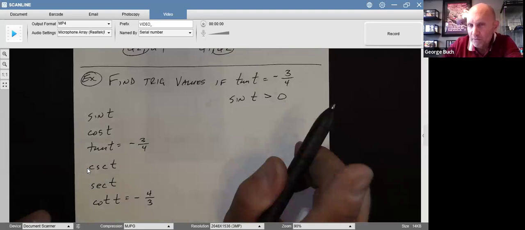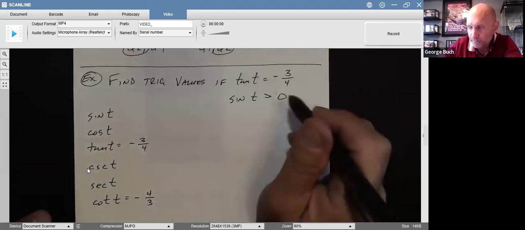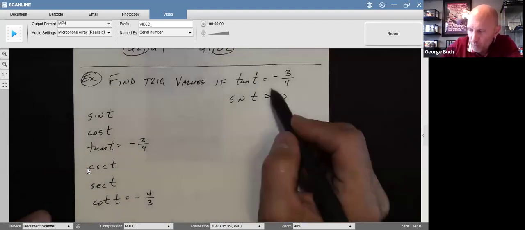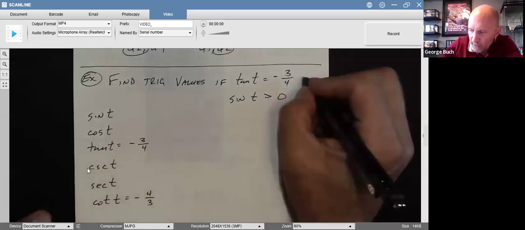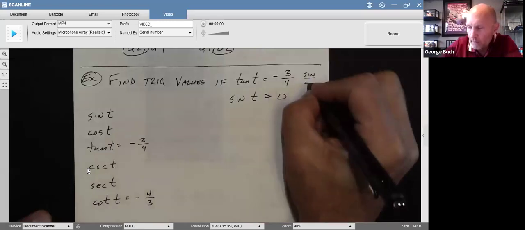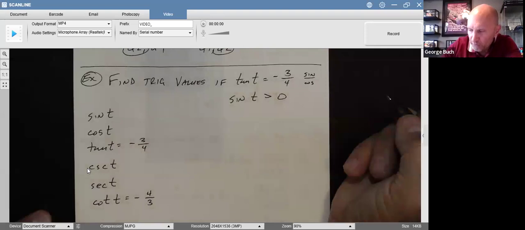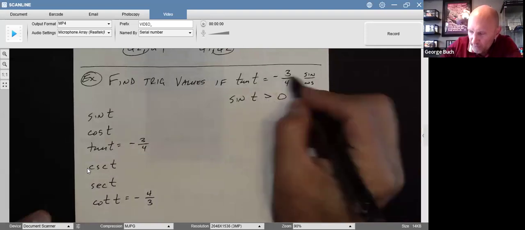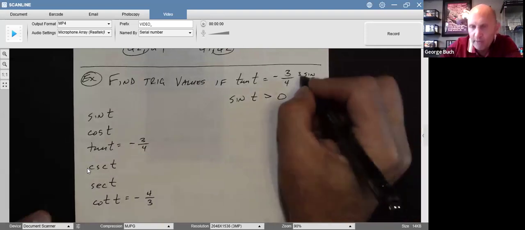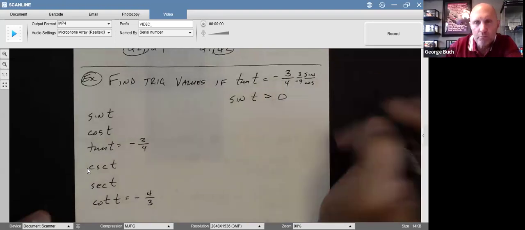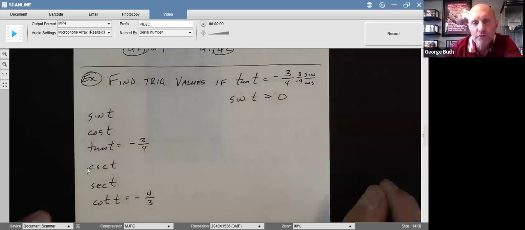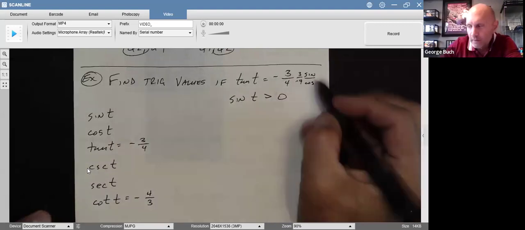A common mistake that is made here is people say, oh, tangent is sine over cosine. But I know sine is positive, so that must mean sine is equal to 3 and cosine is equal to negative 4. And so you plug that in, and then you hit submit on WebAssign, and it tells you it's wrong. Why? Well, look at the unit circle.